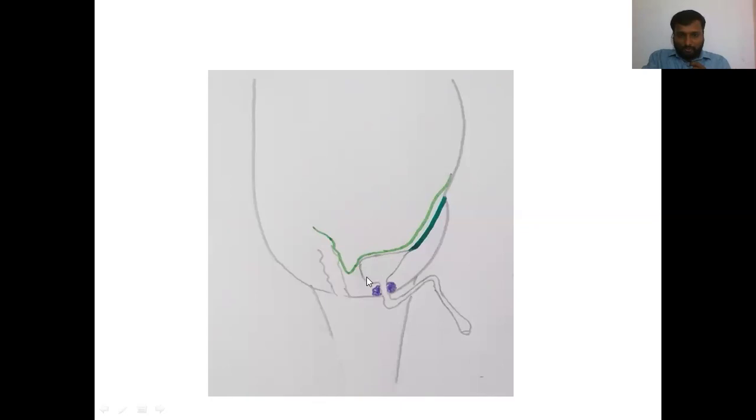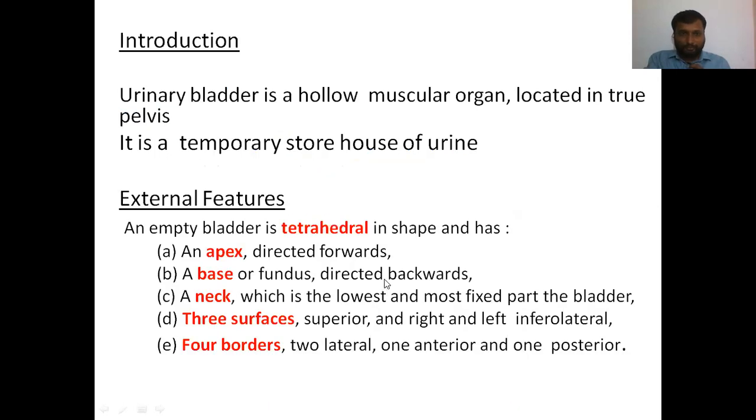So here we can see the urinary bladder. This is the apex of the urinary bladder. This one is the base of the urinary bladder. Then here, this is the superior surface, seen as a line here. And here comes the infralateral surface. So here, this is the neck of the urinary bladder. So external features clear.